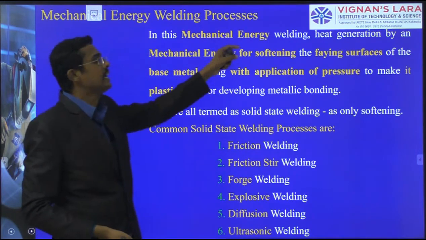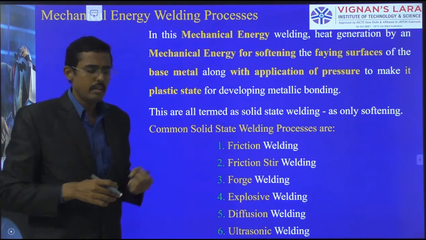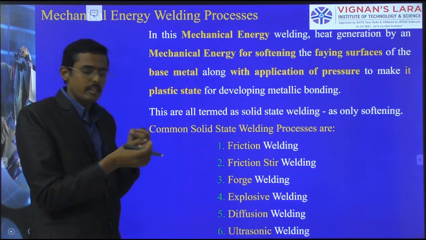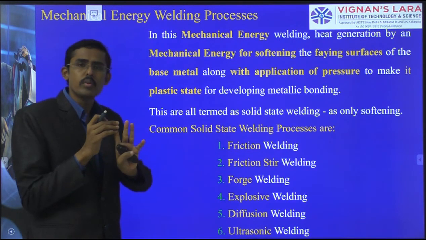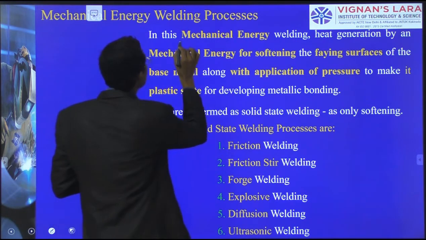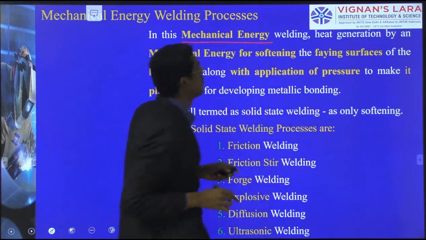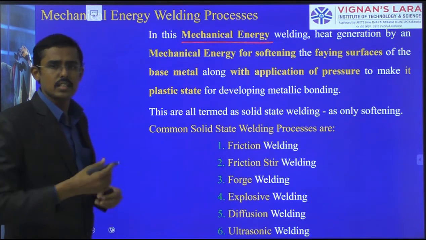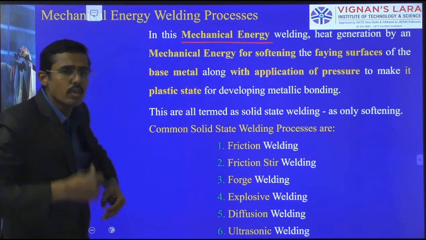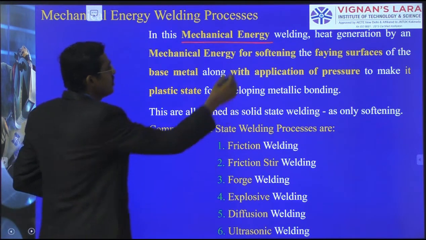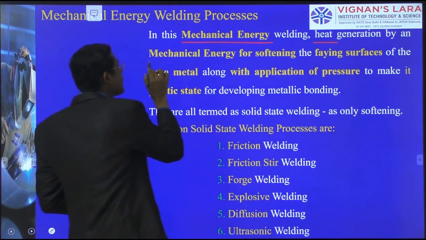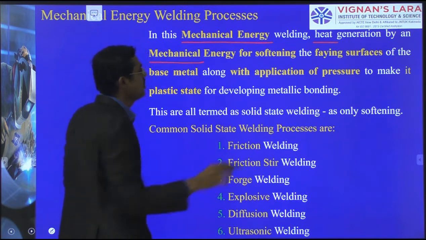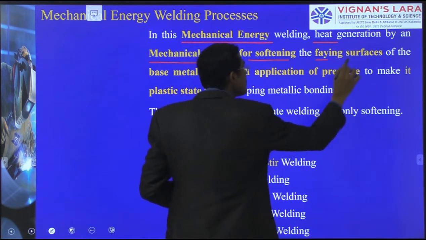So in this mechanical energy welding, we have seen about gas welding, arc welding process, and resistance welding. Next we are coming to the fourth category, mechanical energy welding process. In this mechanical energy, various types of mechanical energy are converted to heat. In mechanical welding, heat is generated by mechanical energy for softening the faying surfaces.